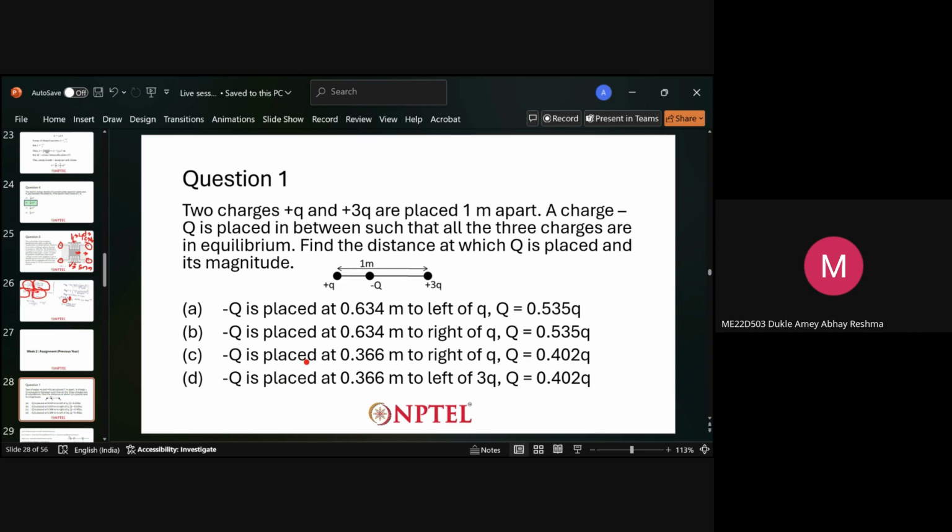0.634 meter left of Q, and the value of big Q is basically 0.535 of Q. The second option is Q is placed 0.634 meter to the right of Q1, and the value of Q is 0.535 Q. Then minus Q is placed at 0.366 meters to the right of Q, and Q is 0.402 Q, and the last option is minus Q is placed at 0.366 meters to the left of 3Q, and the value of Q is 0.402 Q.